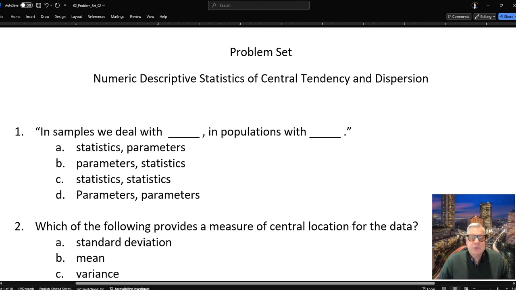Okay, let's review some of the concepts by doing this problem set. And let's start with question 1. So in samples we deal with blank, in populations with blank. So in samples we deal with statistics, and in populations with parameters.